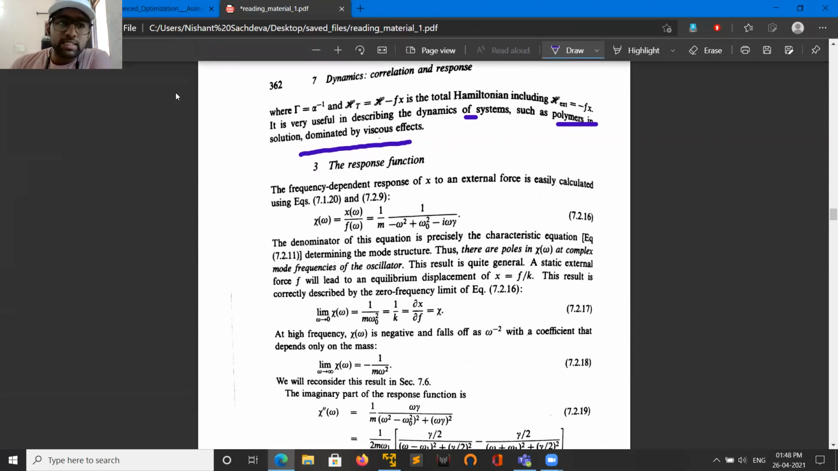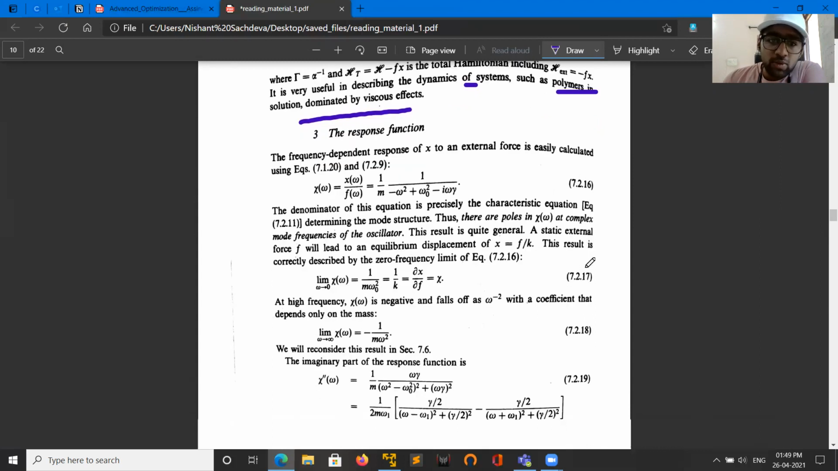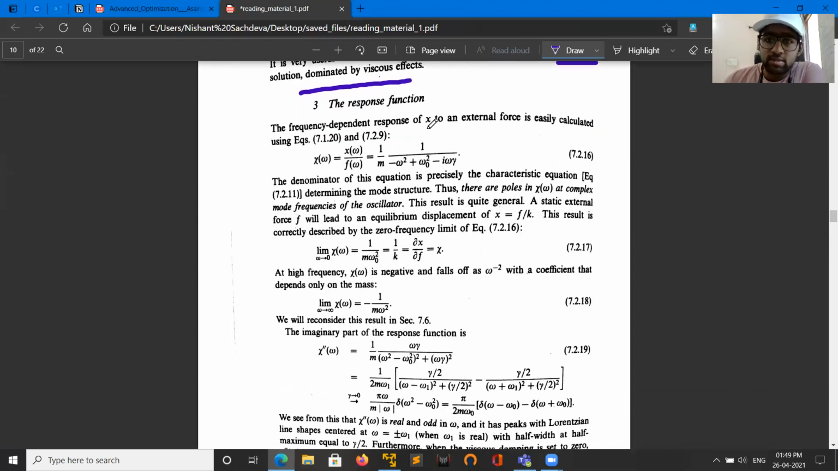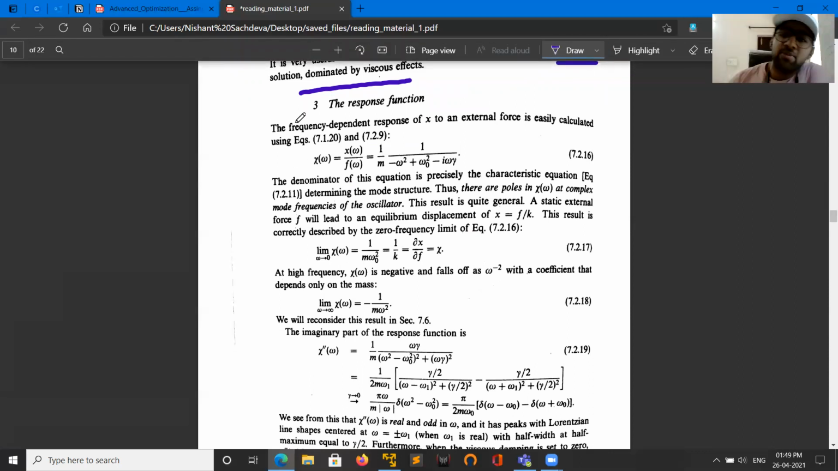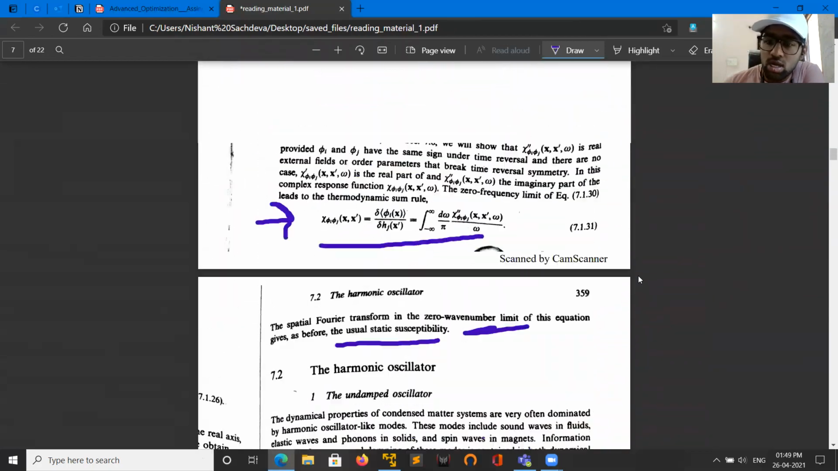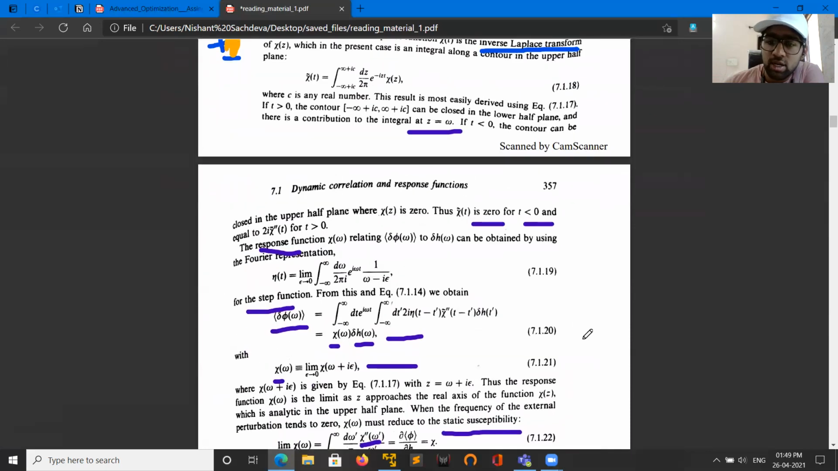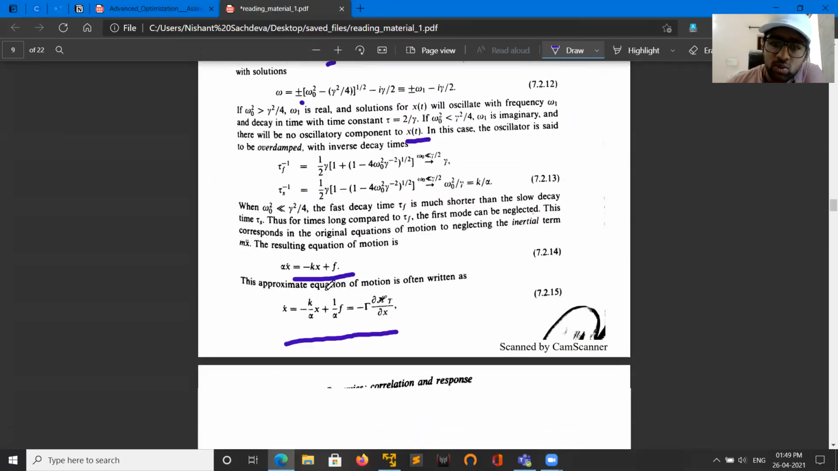Now we shall come to the response function. So I'm shifting my screen here so that I can see the number of pages left. So the response function. Now the frequency dependent response of x to an external force is easily calculated by using equations 7.1.20 and 7.2.9. 7.2.9 is right here, 7.1.20 is way up there. We're not going back to it yet, so we'll just stick to our equations.